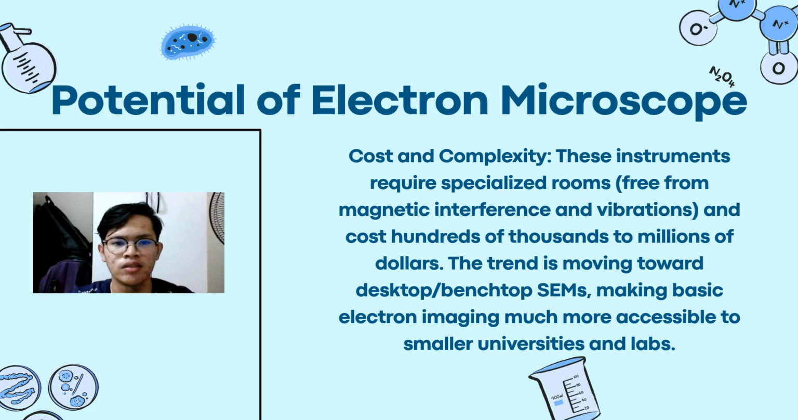The last one is cost and complexity. These instruments require specialized rooms, are sensitive to ferromagnetic interference and vibrations, and cost hundreds of thousands to millions of dollars. The trend is moving toward desktop or benchtop electron microscopes, making basic electron imaging much more accessible to smaller universities and labs.